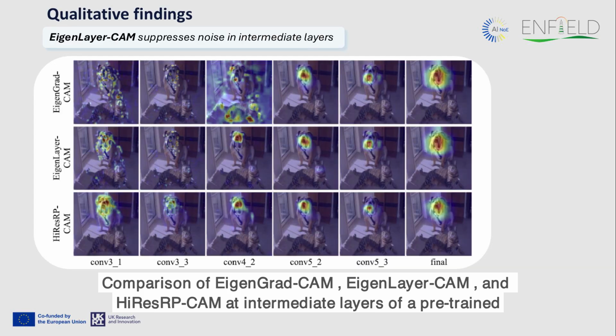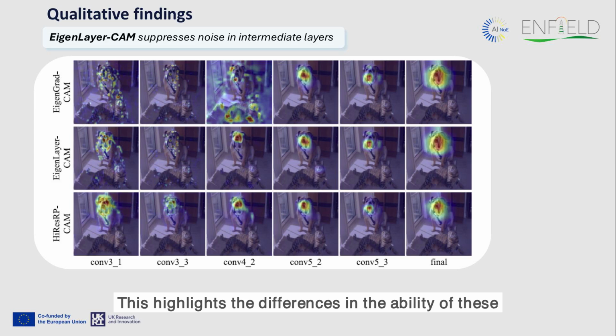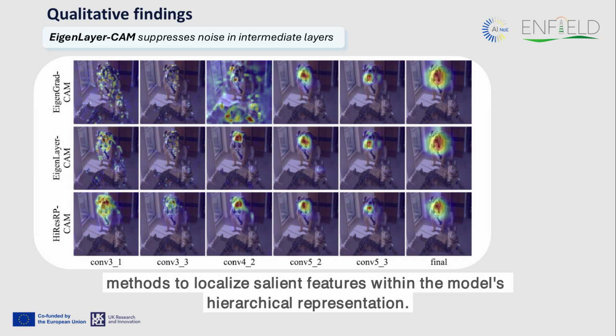Comparison of EIGEN-GradCAM, EIGENLAYER-CAM, and Hires RP-CAM at intermediate layers of a pre-trained VGG16 model. This highlights the differences in the ability of these methods to localize salient features within the model's hierarchical representation.